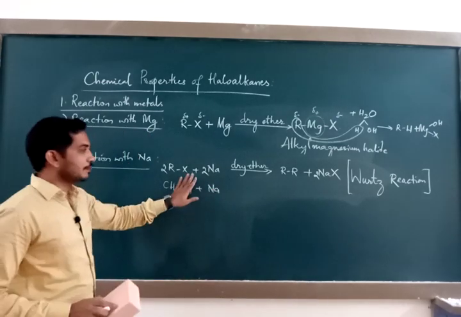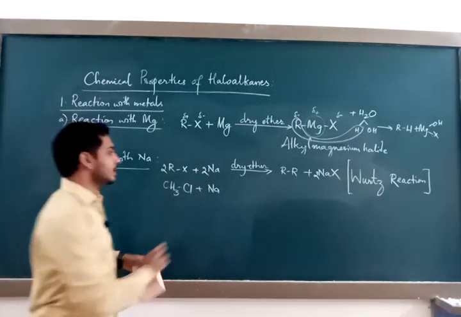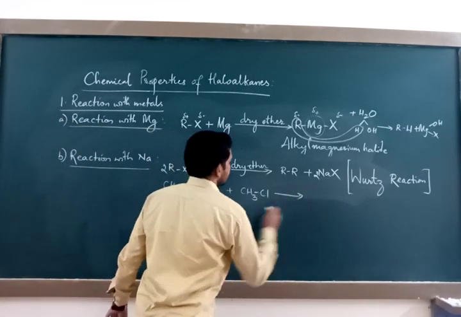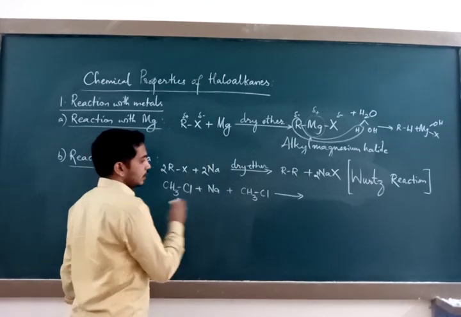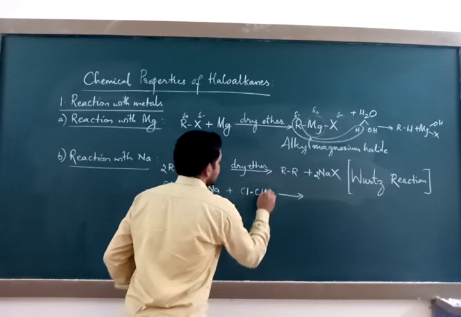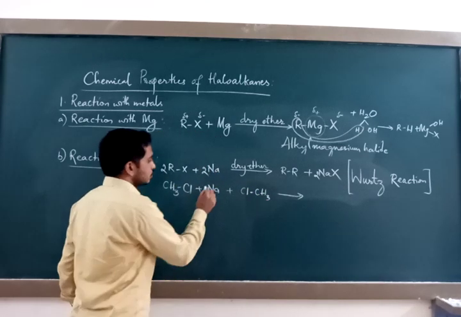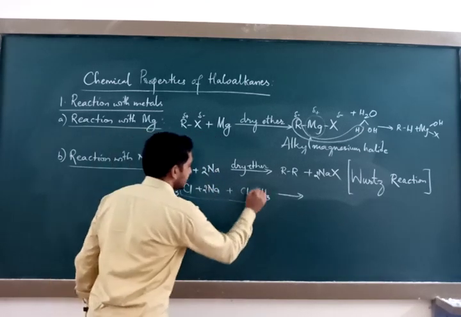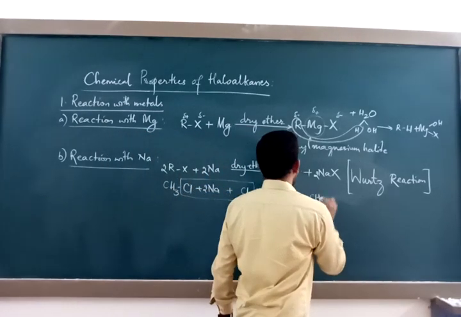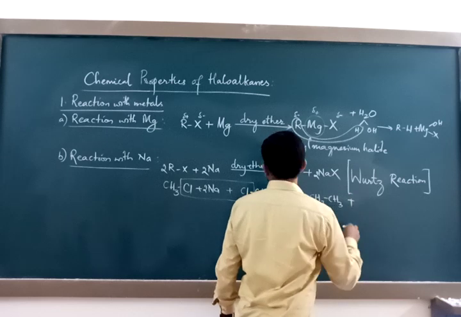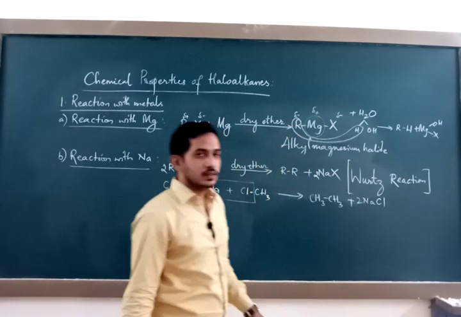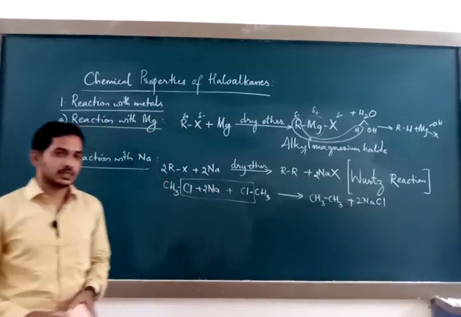If this method is not feasible, you can try the other also. You can split the haloalkane into two, means you take two molecules separately. Then how do you write them? You write it in this fashion, Cl dash CH3, both are same, no? So write 2 here, separate this much part, you will get CH3 dash CH3 plus 2 NaCl. This is the best example for Wurtz reaction.